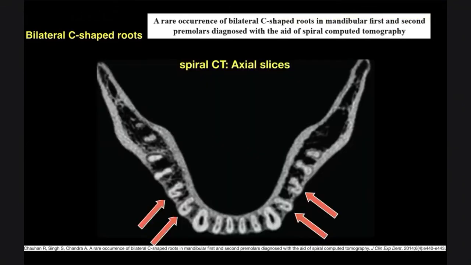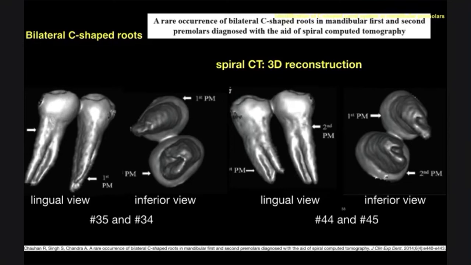Then the authors took a spiral CT. In the cross-sectional image of the spiral CT, we can see these four mandibular premolars show C-shaped roots and C-shaped canals. And then the authors did the three-dimensional reconstruction. We can find all these four roots are C-shaped roots with very deep longitudinal grooves on the root surfaces.